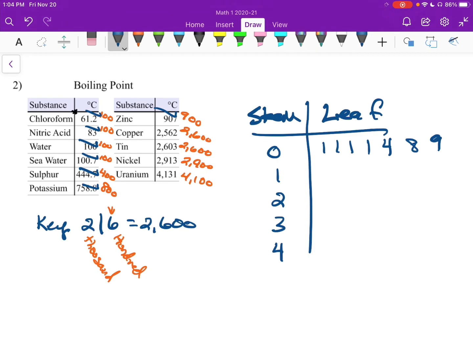Now let's look at the 1,000s. Well, there's no 1,000s there. We jump all the way to 2,000. So we have 2,600, so I'm going to put a 6 for the hundreds. And then we have another one of those, so another 6 for the hundreds. And then we have 2,900. So the 2,000 I'm going to put in the same row as the 6s, and then I have 9 for the 900s. And then I jump down to the 4,000s, 100. All right, and there's our stem and leaf chart.